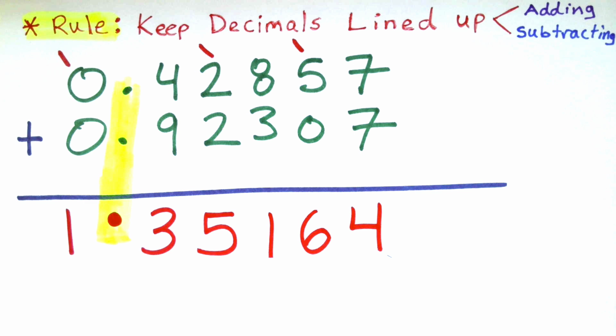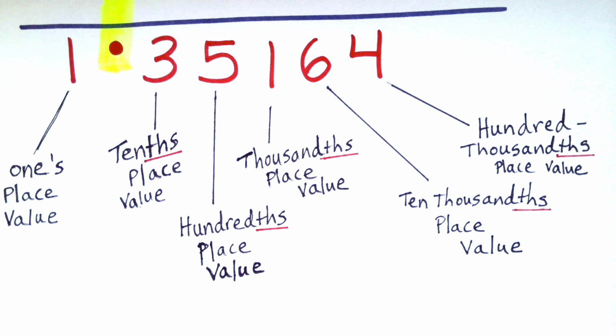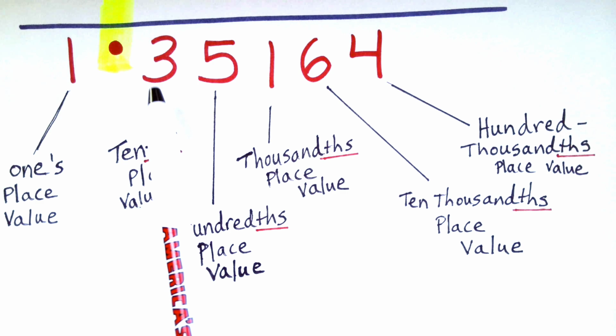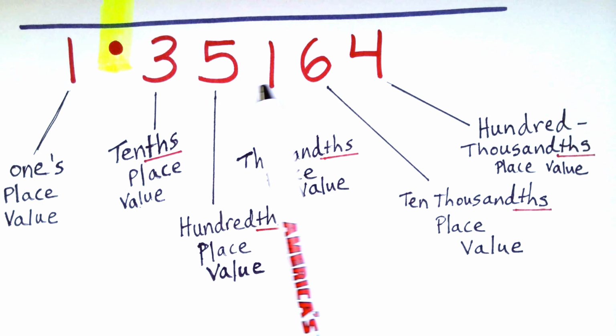Now, what are these place values? What is the place value of each of these digits? Okay, so starting with the digit to the left of the decimal, 1. This is the ones place. So you can think of this as $1, right? The digit to the right of the decimal is the tenths place. So you would say this is 3/10, right? The digit 2 digits over from the decimal, here, is the hundredths place. So you'd say 5/100. 3 digits to the right of the decimal is the thousandths place value.